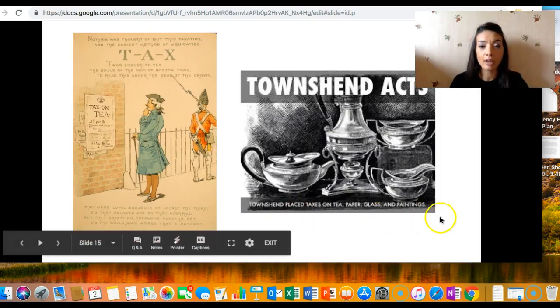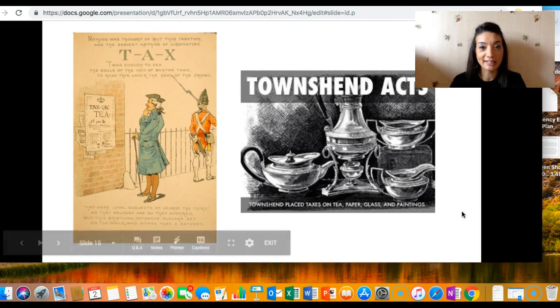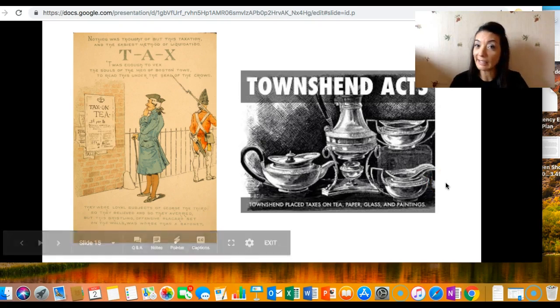Okay, so here are some pictures that represent a few of the Townshend Acts, and you can see that this says tax on tea. You can see that a lot of this is going to anger the colonists because of the tea part of it.